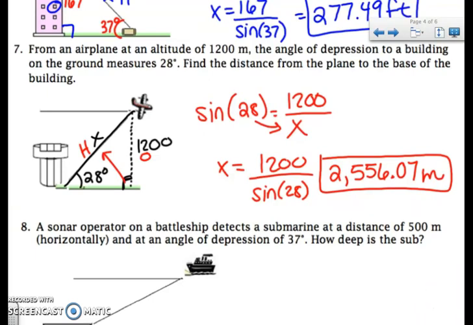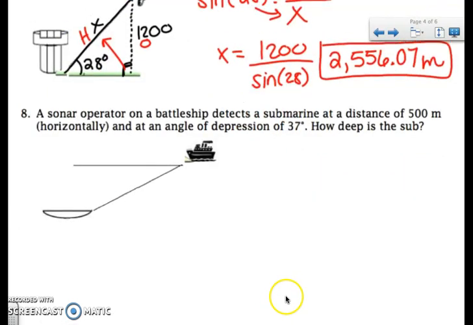Last problem, and then we're going to do some U-tries, and you get to draw. So you've got a sonar operator on a battleship that detects a submarine at a distance of 500 meters horizontally. So that's a key. Horizontally would go right here. And then the angle of depression is 37. Okay. How deep is the sub?